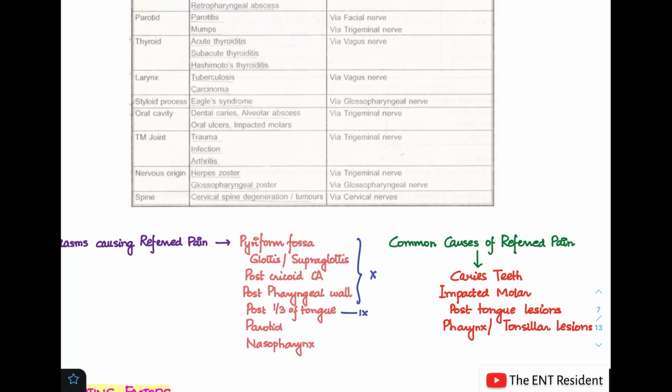Coming to common causes of referred pain, the most common case you have to look for is when your patient is complaining of pain in the ear, but every other examination of the ear is coming normal. That is when you have to suspect referred pain causes in the ear. The most common ones are caries teeth, impacted molar, posterior tongue lesions, and pharynx and tonsillar lesions. So these are the common causes of referred pain.